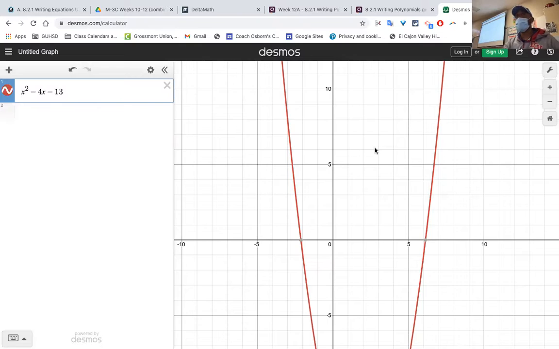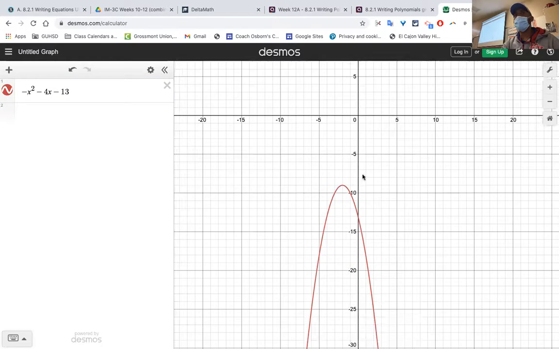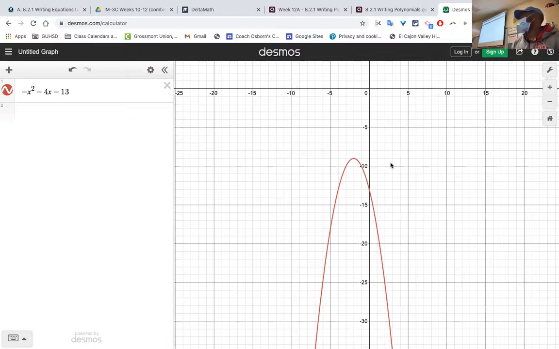It's going to flip. What's that flip called? It's like when you look at yourself in the mirror, it's called a reflection. So it flipped. All right. Do you guys think that has real roots or complex roots? Complex, because it's not touching the x-axis. Okay. So that's kind of the key here, is it's not touching the x-axis.